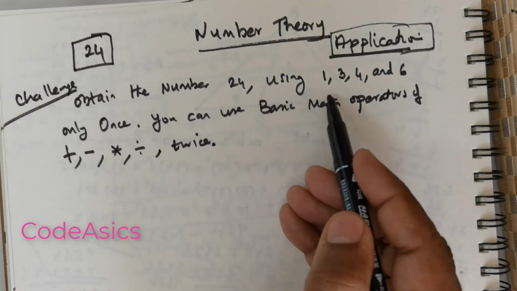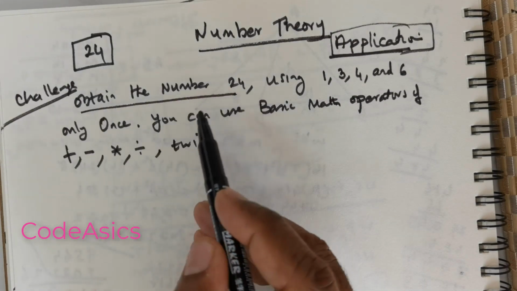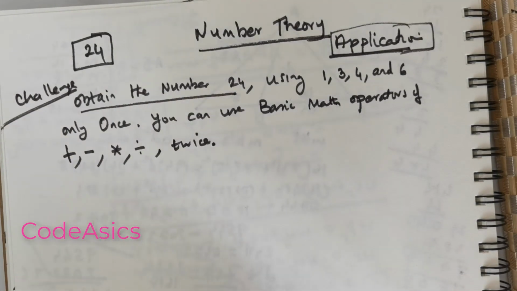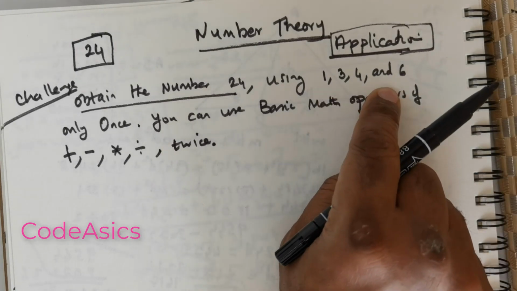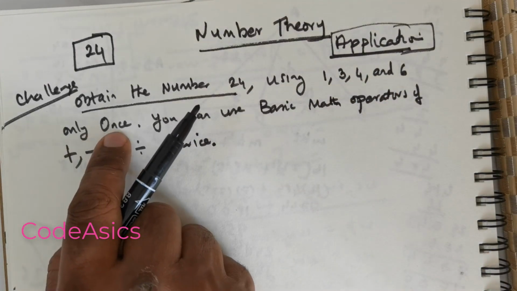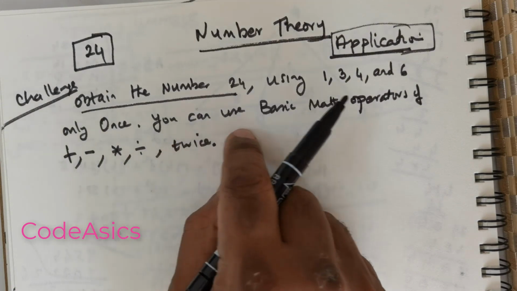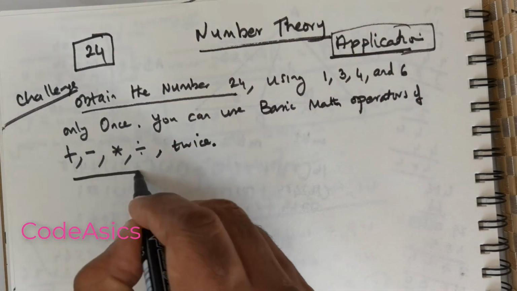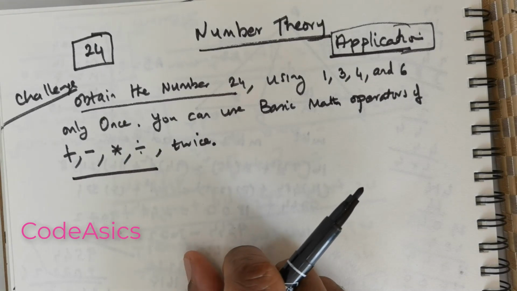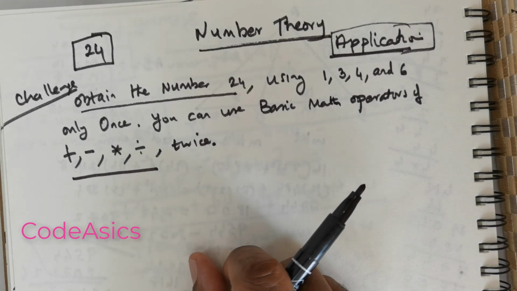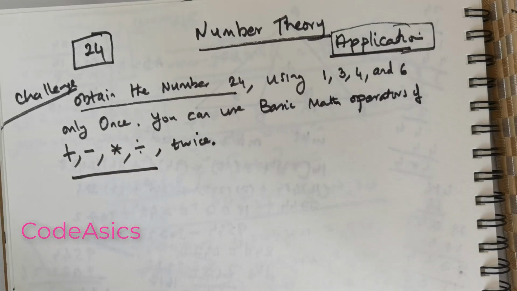So I've given you the requirements. The requirement is you need to obtain the number 24, and the tools that you can use are these. These are the only numbers you can use, and only once. You can use the basic mathematical operators of plus, minus, multiplication and division. So you have 3 minutes to think about this.